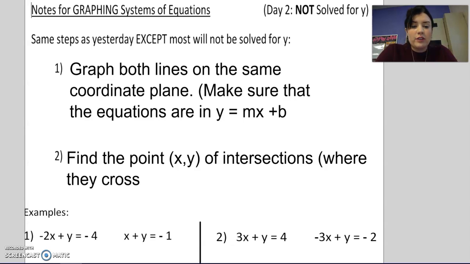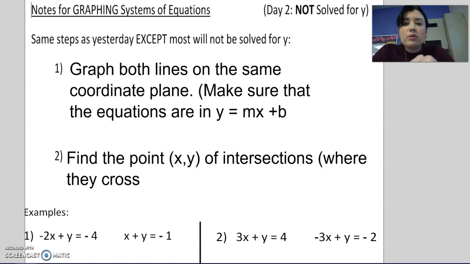Okay, so we are on to day 2 of 3.7. Our whole goal over 3.7 was to solve systems of equations by graphing. We've reviewed how to graph, and we've reviewed how to solve for y. So today we're going to combine those. Our steps are the same as before when we did day 1. We're going to graph both lines on the same plane.